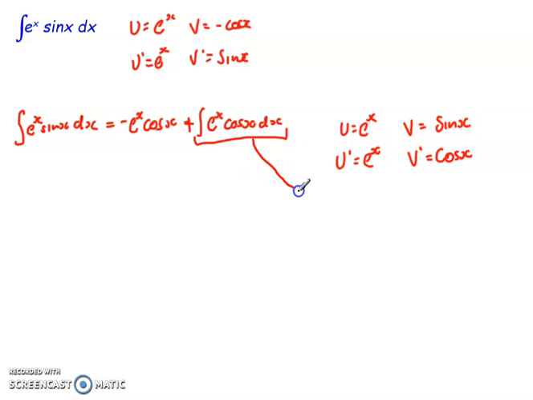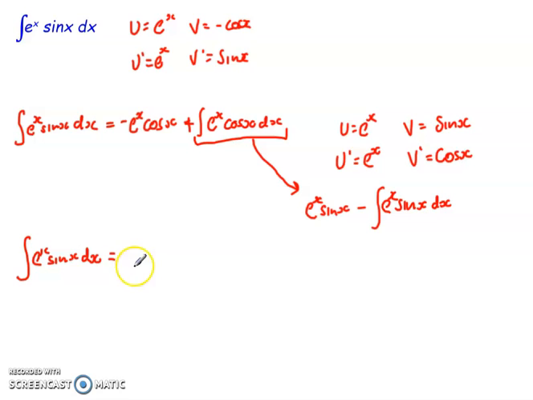So this integral here can be written as u times v, so e to the x sine x, take away the integral of v times u dashed, so e to the x sine x dx. What I'm now going to do is plug all this back together in one integral and write it as the integral of e to the x sine x dx equals, well, this first part here, minus e to the x cos x.